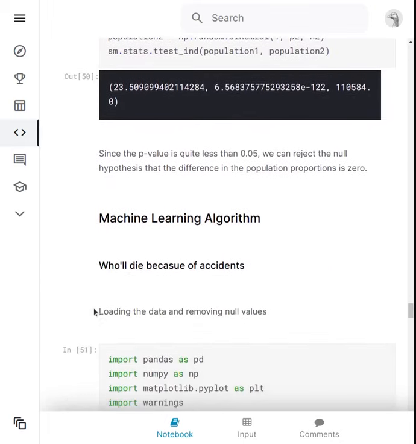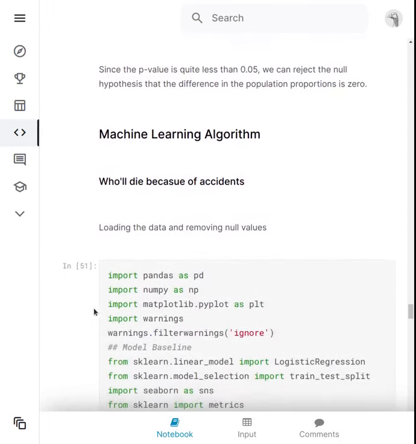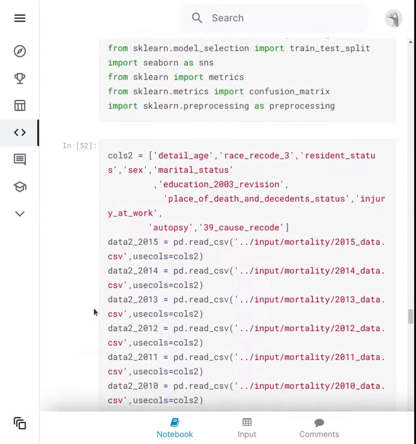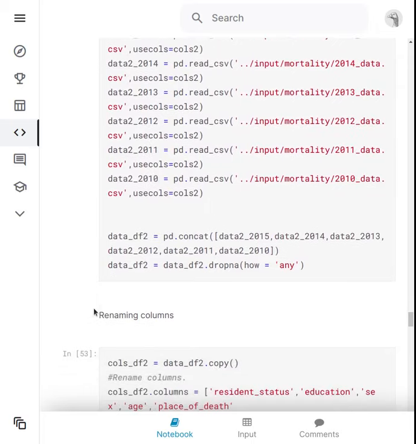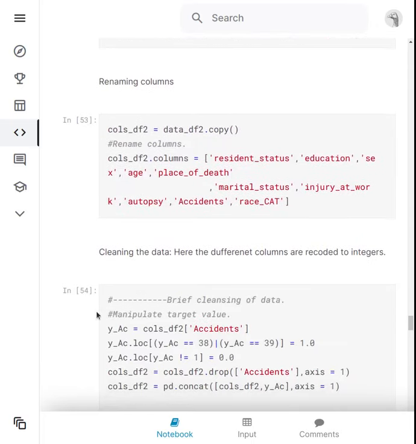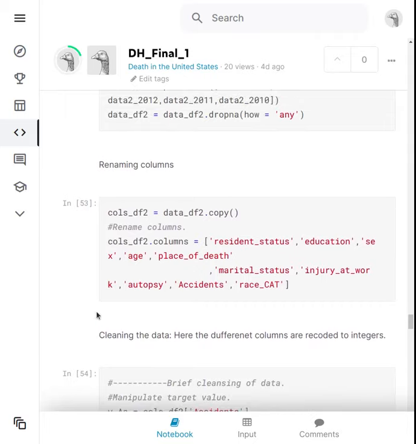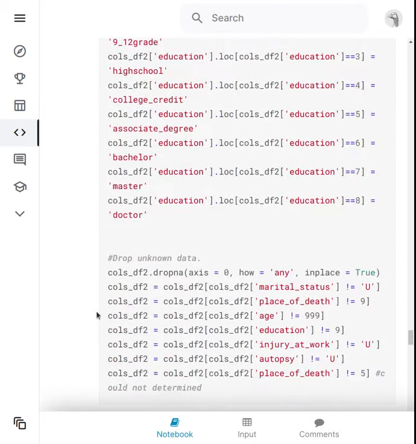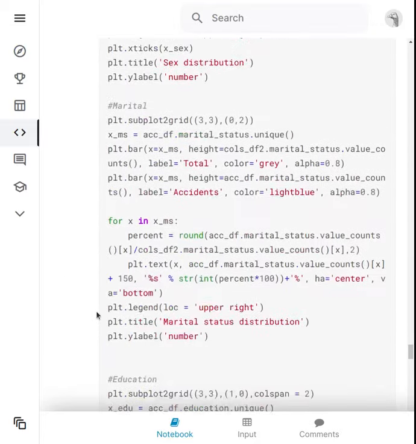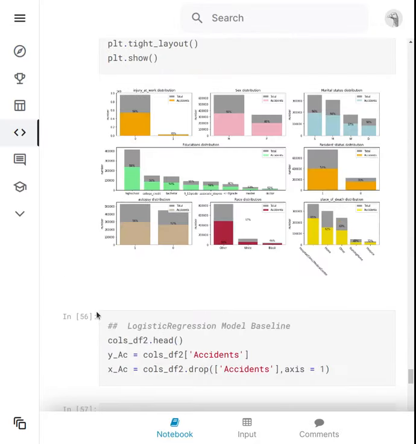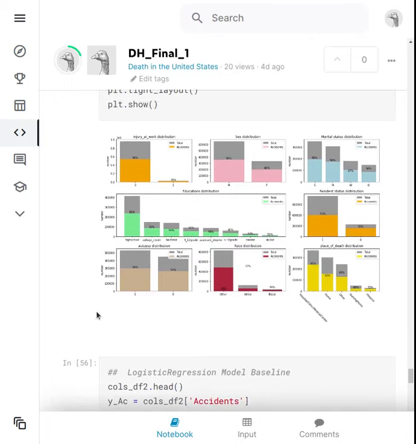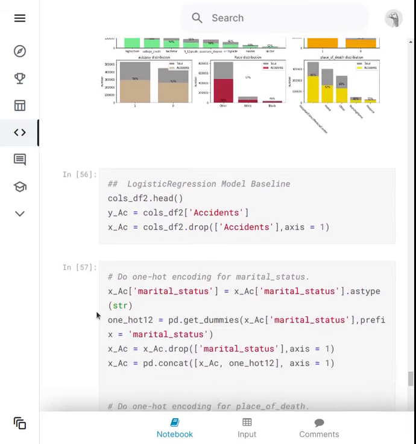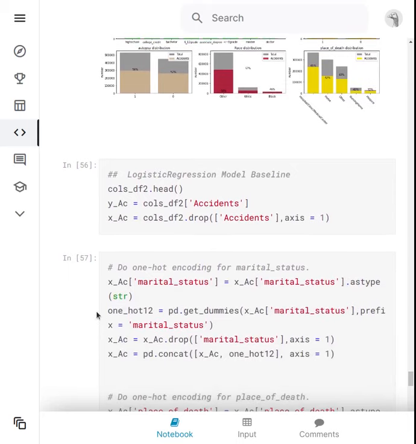When applying the machine learning algorithm, we tried to analyze who will die because of accidents. Here we are visualizing the deaths by accidents across different columns and found different results for every column. Now we will discuss logistic regression and random forest.